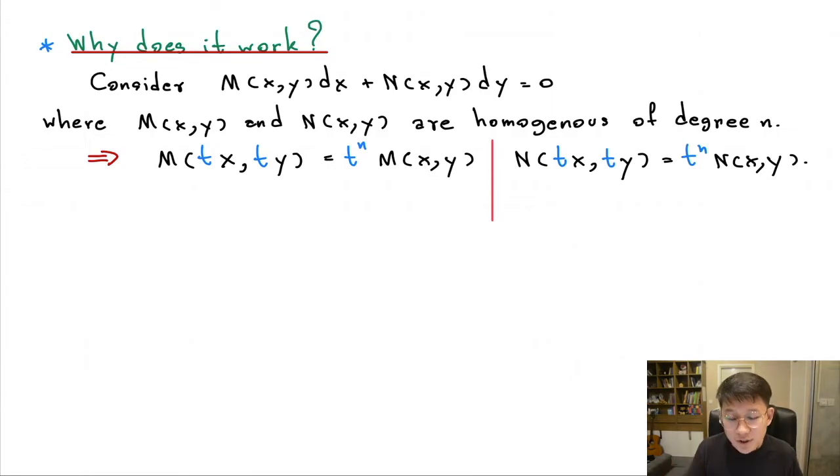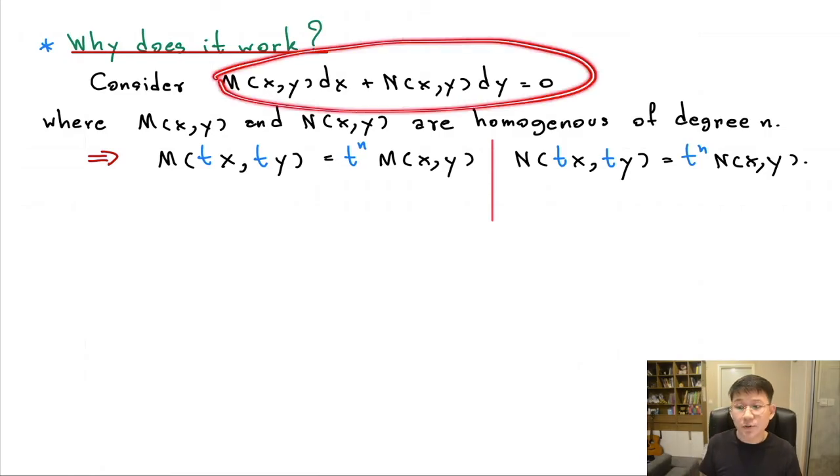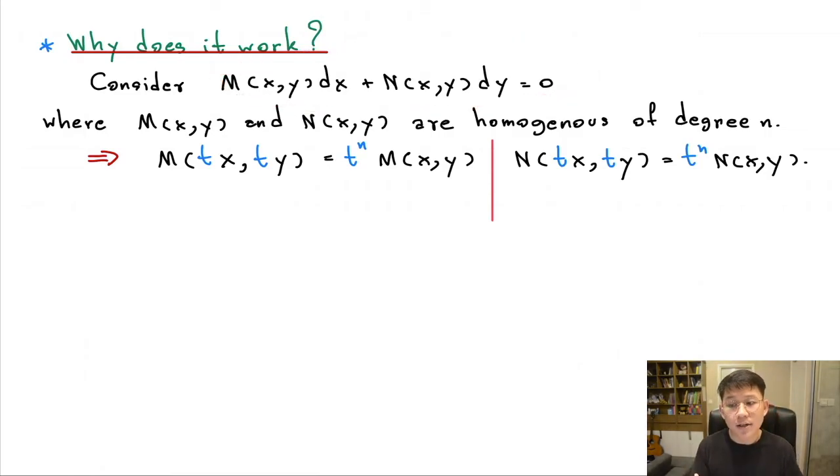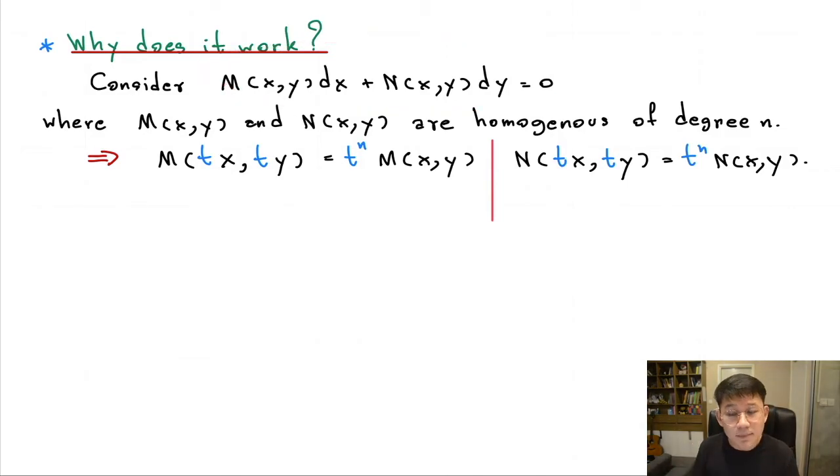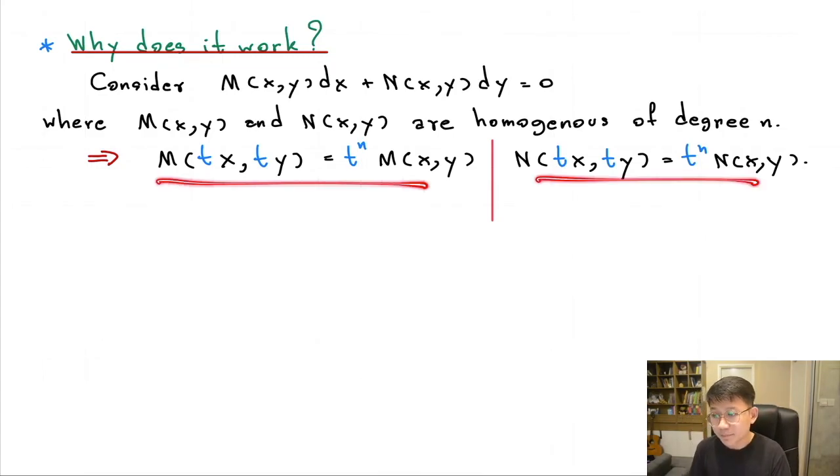So first, I consider the differential equation M(x,y) dx + N(x,y) dy. I assume that M and N are homogeneous of degree n. So I need to somehow show that if I do the substitution that I told you, this problem becomes a separable differential equation. So if M and N are homogeneous of degree n, this is what we get from the definition. And don't forget, guys, t can be any positive value.